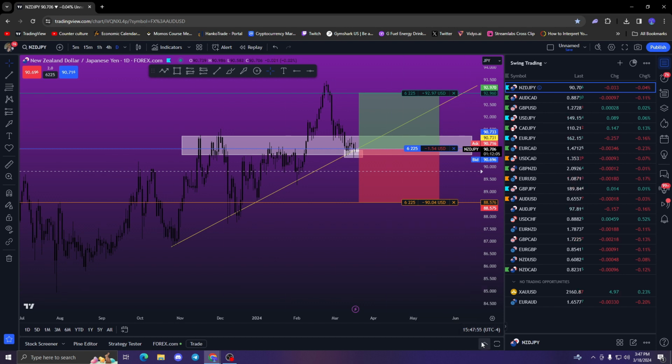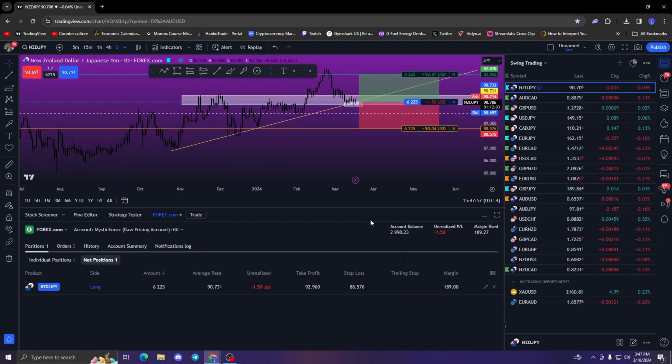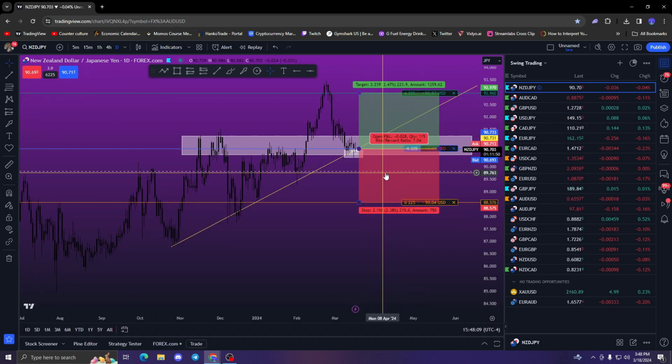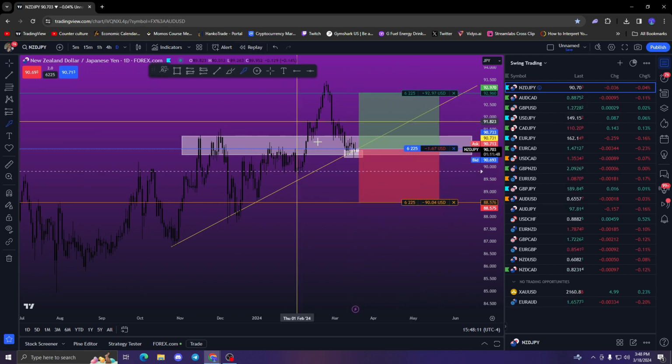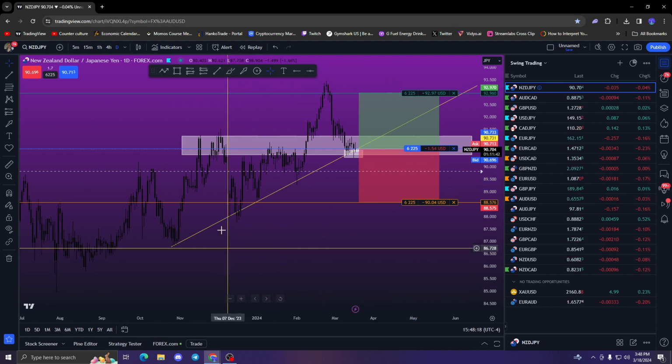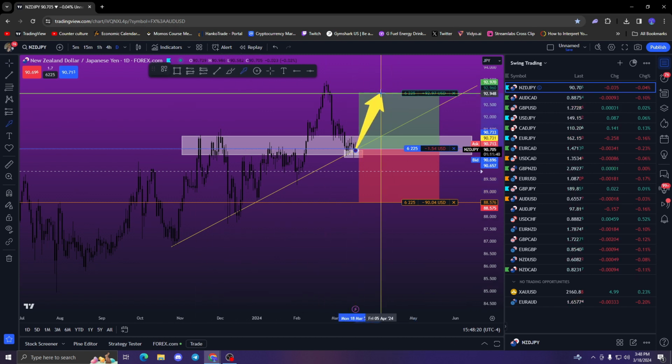I did set up a new forex.com account. I put 3,000 in, and we're risking 3% per trade. So in this trade, risking 3% on the stop loss, if the price were to come all the way down and hit the stop loss, it would be $90 of loss. And if price were to hit the take profit, it would be about $90.